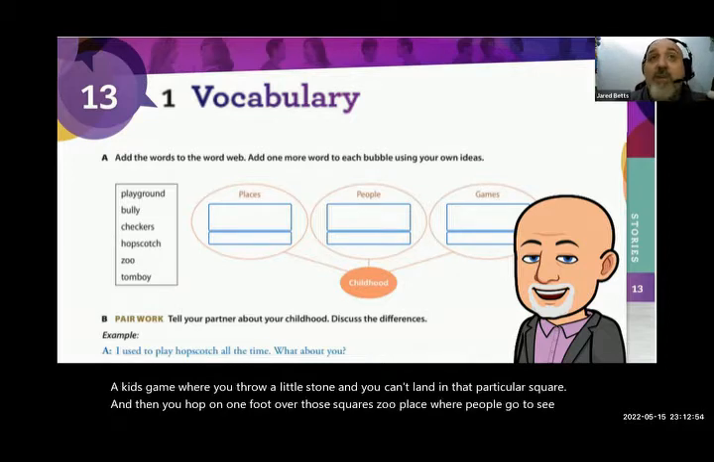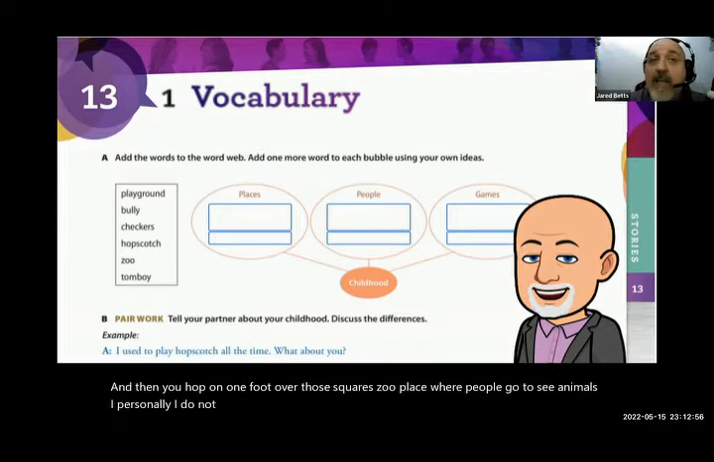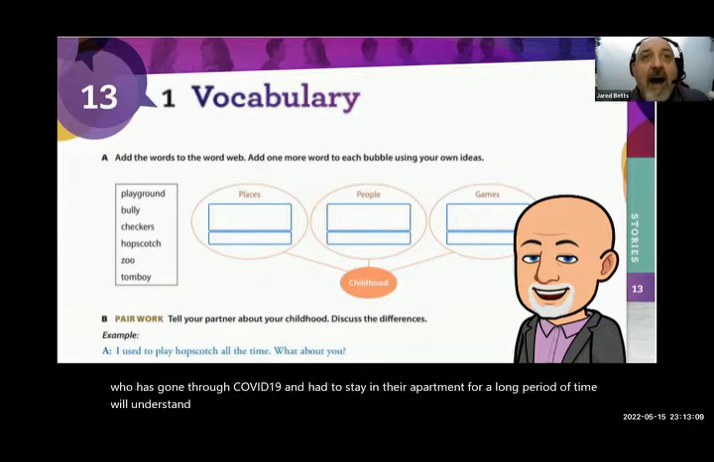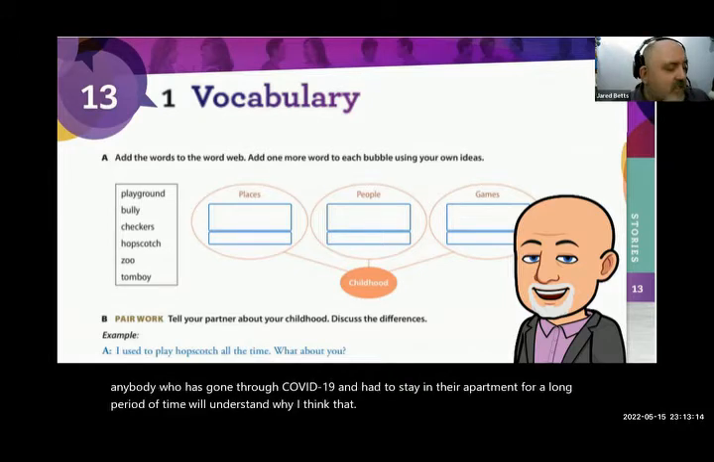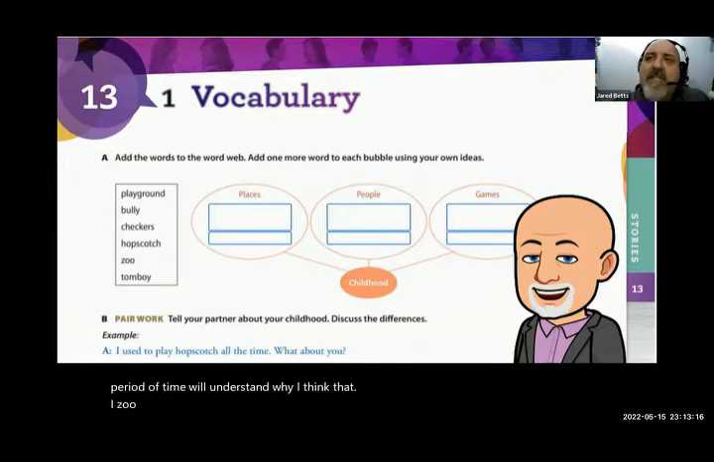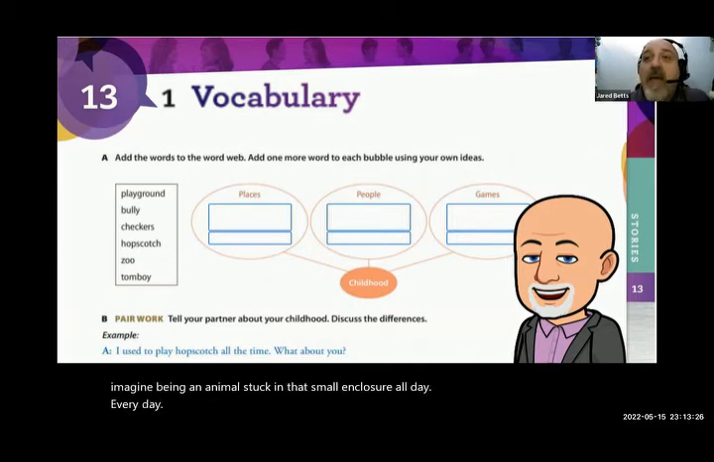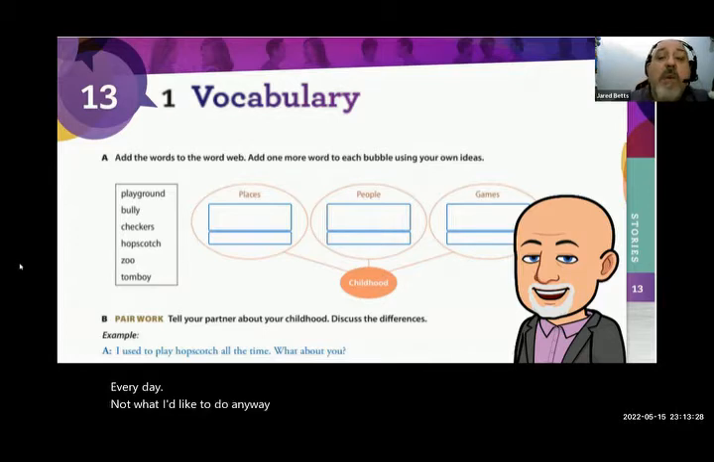I personally do not like zoos. I don't like seeing the animals kept in small cages. And anybody who has gone through COVID-19 and had to stay in their apartment for a long period of time will understand why I think that about a zoo. Imagine being an animal stuck in that small enclosure all day, every day. Not what I'd like to do. Anyway, and then the last one, a tomboy.